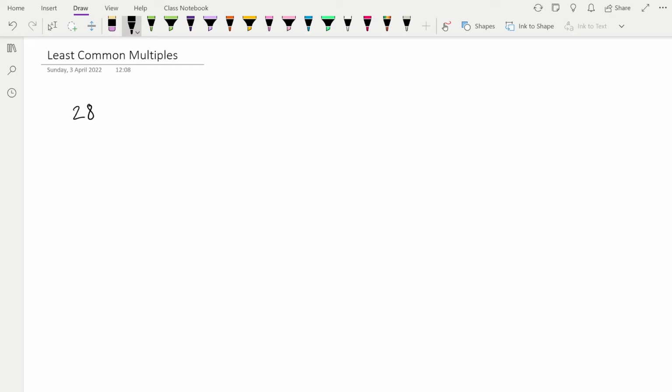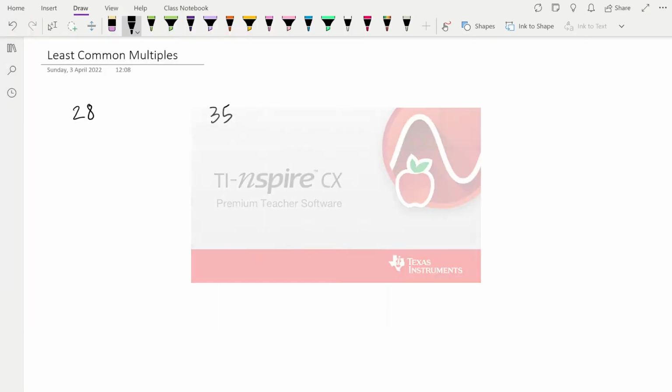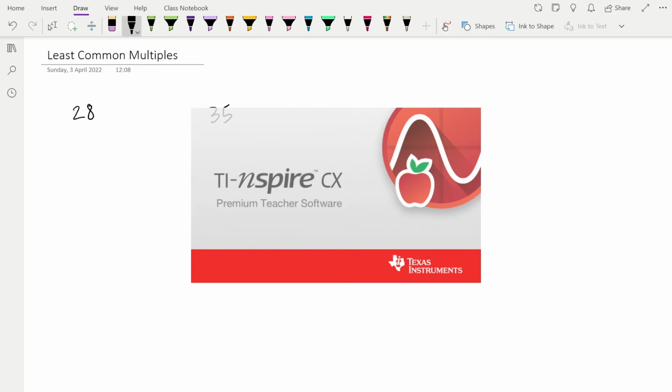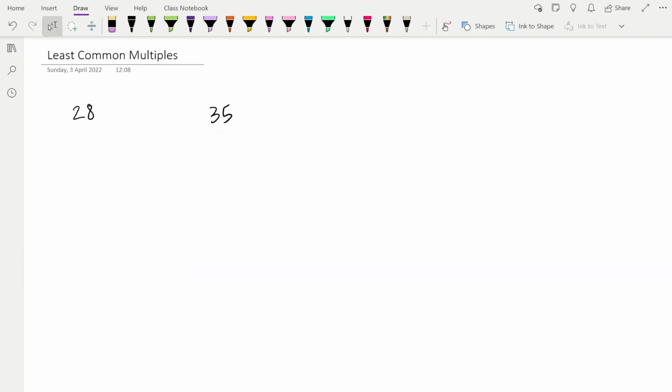So I have 28 and I have 35. Now you can do this by hand or you can do it on your calculator. I'll show you how to do it by hand really quick and then I'll pull up the calculator and we can see how it's done. So what multiplies to make 28? Well, 28 is 2 times 14 and 14 is 2 times 7. And those are all prime numbers. There's nothing that they divide by besides themselves. So this would be 2 squared times 7. And 35 is 5 times 7. And 5 and 7 are both prime. So this would be 5 times 7.